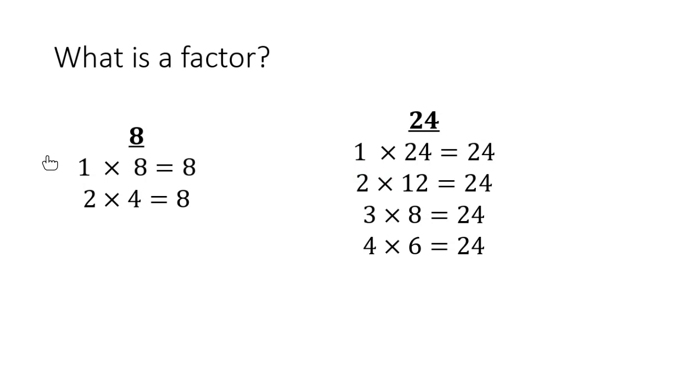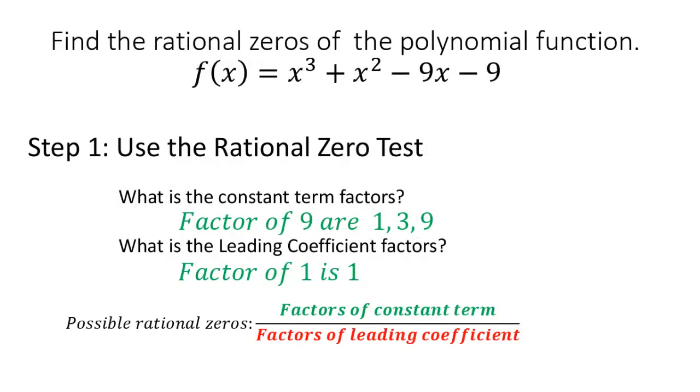And so what is a factor? Factors are just numbers that you can multiply together to give you that number. So the factors of 8 are 1 and 8, and 2 and 4. The factors of 24 are these numbers here. So the first step is to figure out the factors of the constant term.